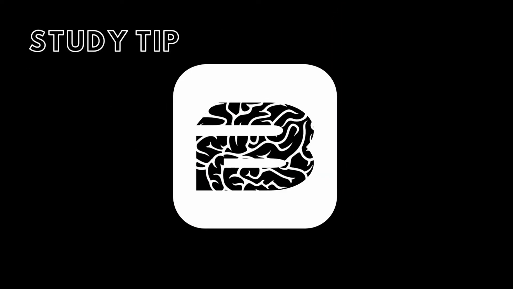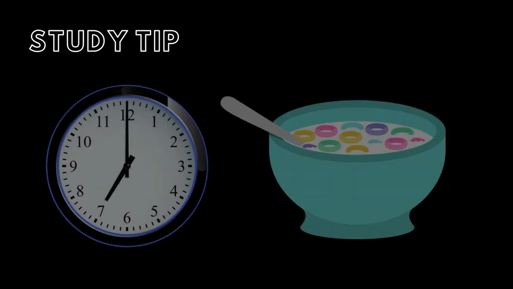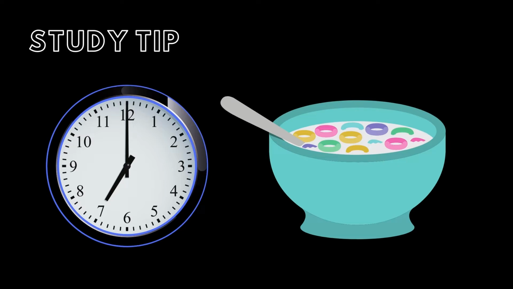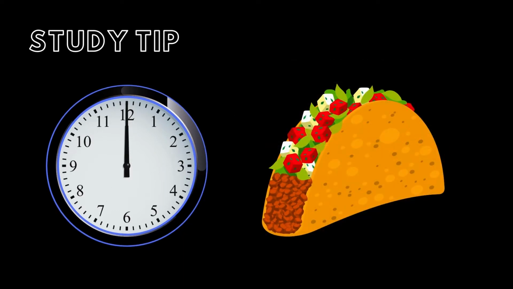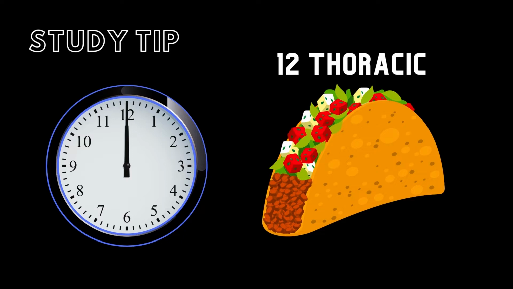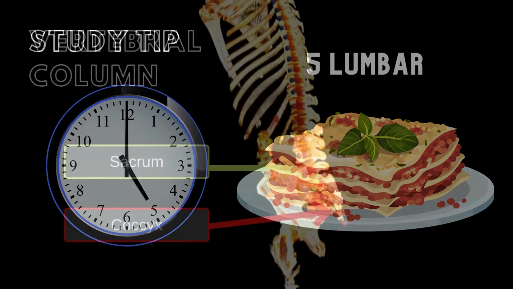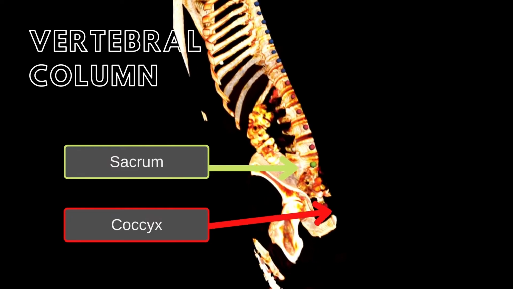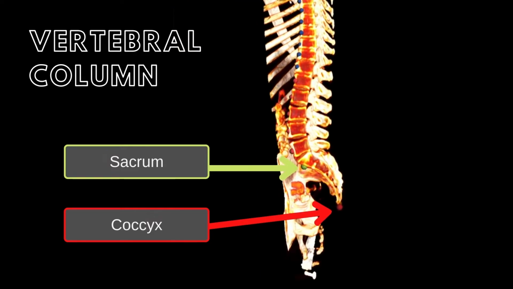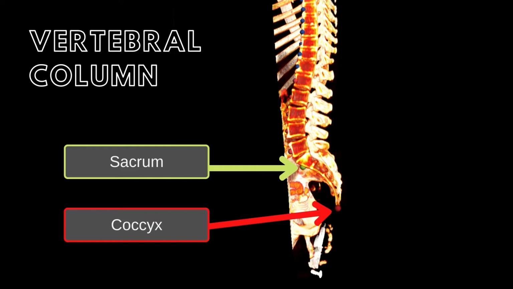An easy way to remember how many vertebrae and the order is to remember the times of the day that you may eat at. For example, at 7 a.m. you eat cereal, which corresponds to the 7 cervical vertebrae at the top of the vertebral column. At 12, you eat tacos, corresponding to the 12 thoracic vertebrae in the middle of the vertebral column. And at 5, you may eat lasagna, corresponding to the 5 lumbar vertebrae at the bottom of the vertebral column. There are 2 composite vertebrae in the pelvic area, following the lumbar section, the sacrum and the coccyx.